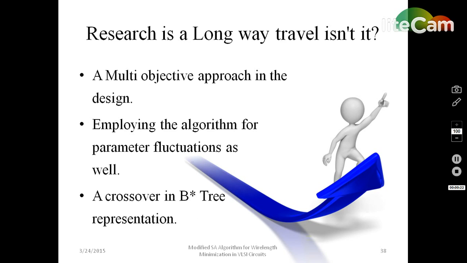The next possible area of research is the crossover of B star tree representation. For representing the blocks in the VLSI floor plan, we have employed a B star tree representation. But in every stochastic method, there must be a crossover operation that has to be taken up. But for this part, that is crossing over of two B star trees, research in this area has not taken place anywhere. So this is a very possible area of research where two B star trees could be crossed over.